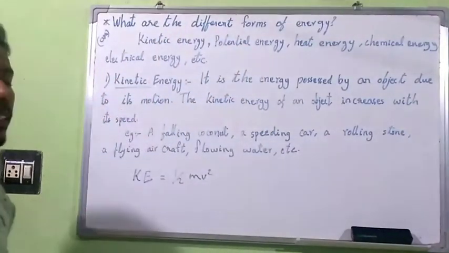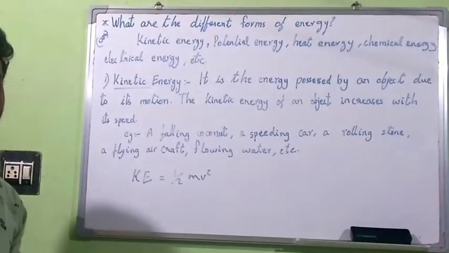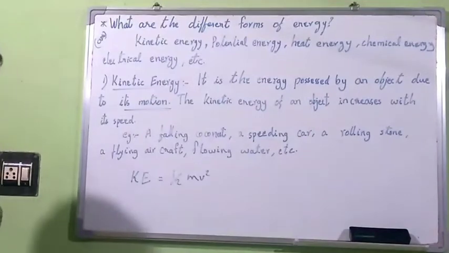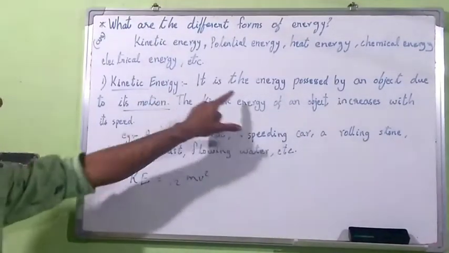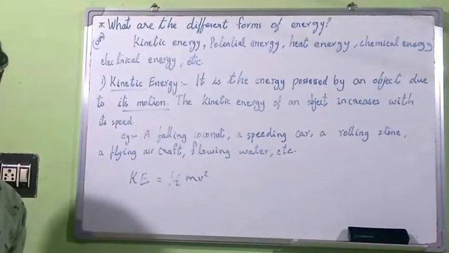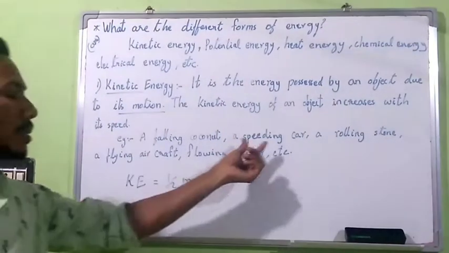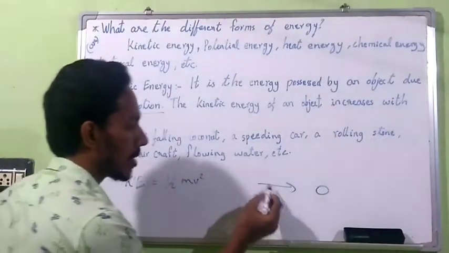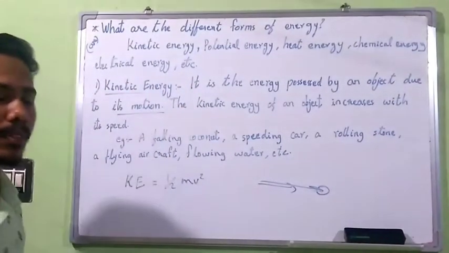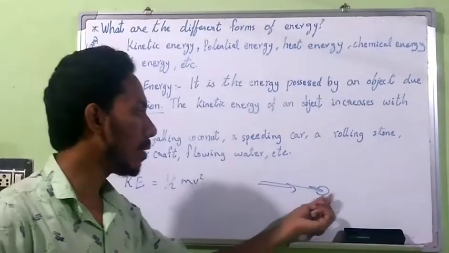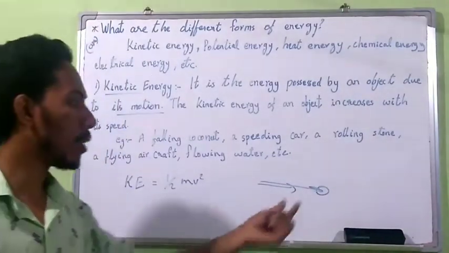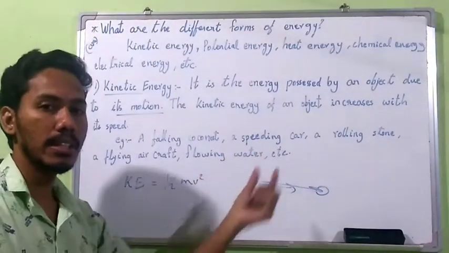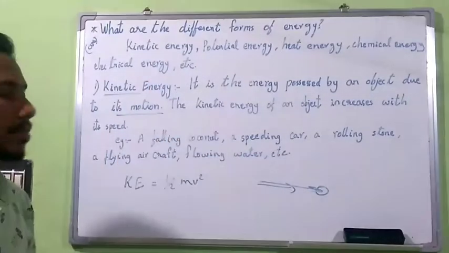First one, kinetic energy. What is kinetic energy? It is the energy possessed by an object due to its motion. For example, a speeding car. A car can move an object by hitting this object. So it possesses energy and it can do work on a person or an object in front of that car. So a speeding car has kinetic energy.